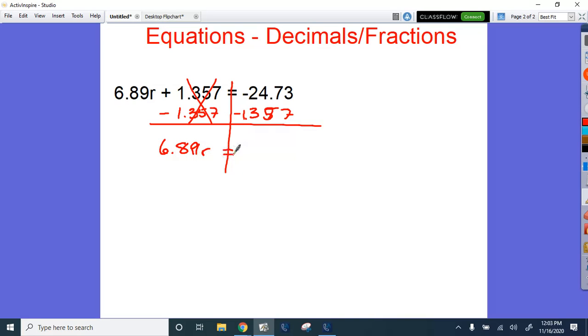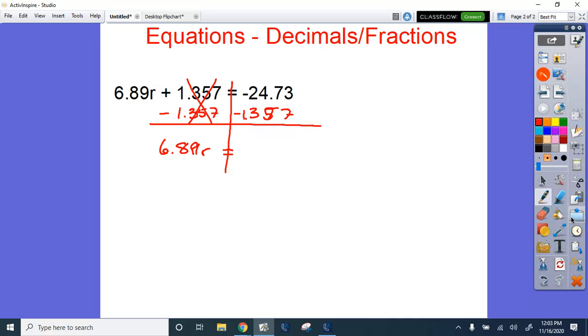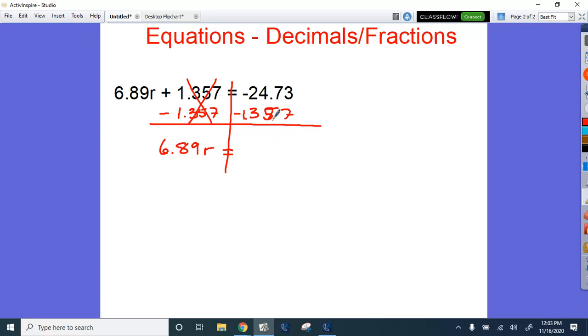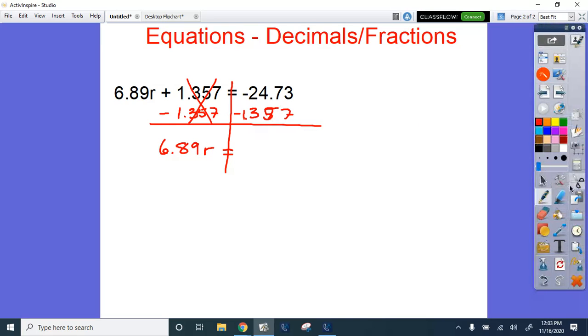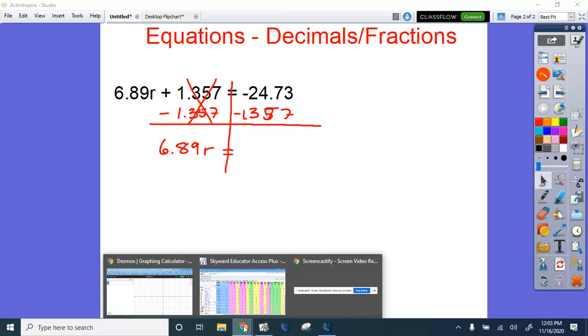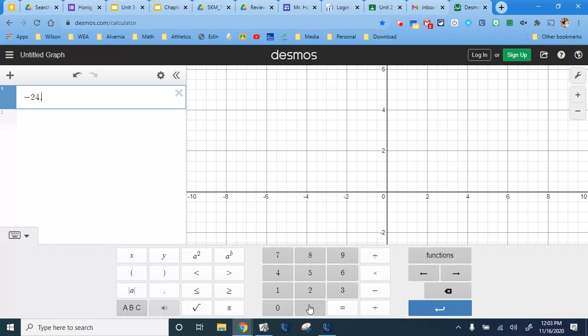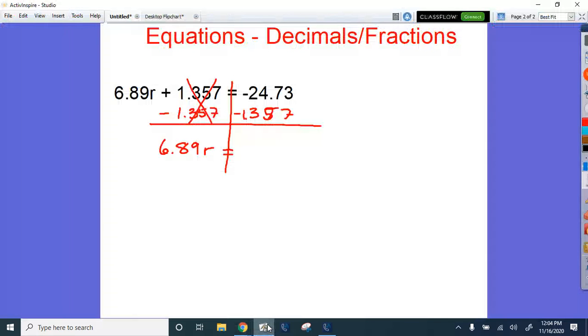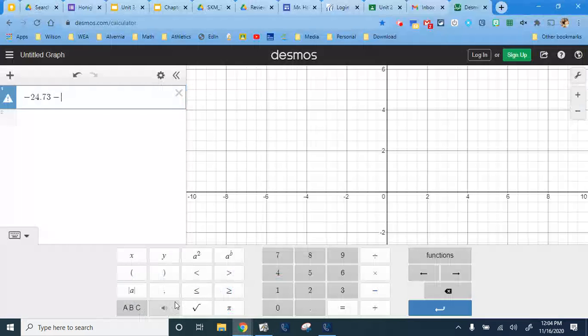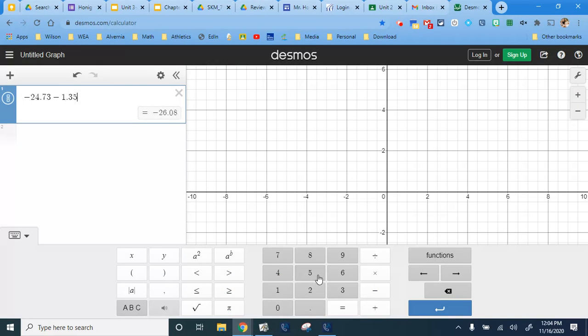6.89r. Excuse my writing. But now I have this other piece over here, and this is where we're going to get very deliberate with our work. We're going to use our graphing calculator, okay? So I'm going to take this negative 2.73. I'm going to pull up my graphing calculator here. I'll take that negative 24 and 73 hundredths, and we are going to subtract what we had originally, which was that 1.357. We're going to take that, subtract the 1.357, and that gives us our solution here of negative 26 and 87 thousandths.